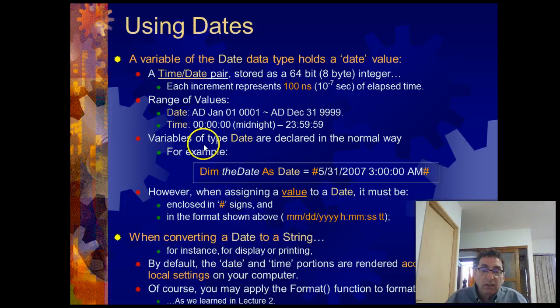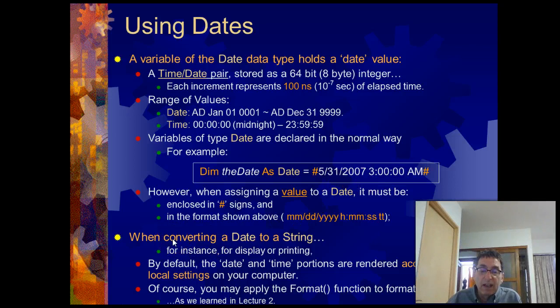And variables of type date are declared in the normal way. So just like this. However, when assigning a value to a date, it must be enclosed in the check marks, or the pound signs. And it has to be in this format. So it has to be month, day, year, hour, minute, second, and AM or PM.